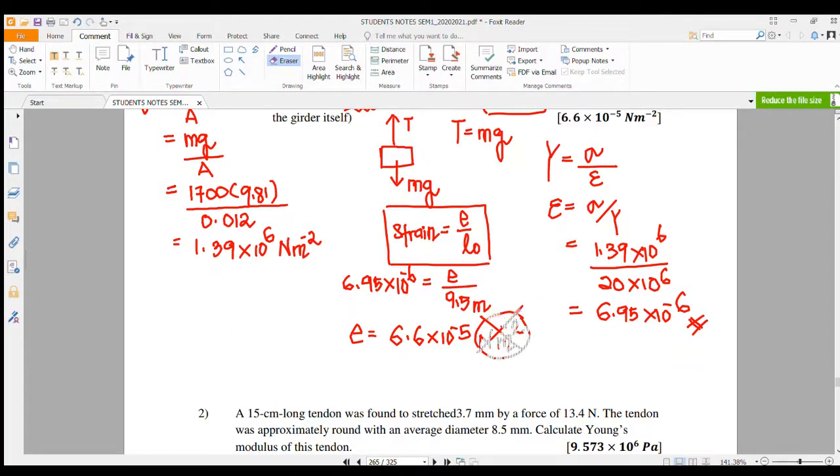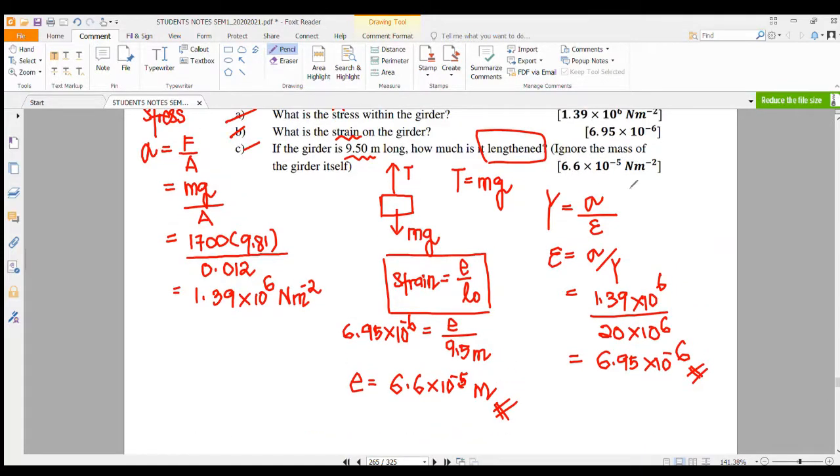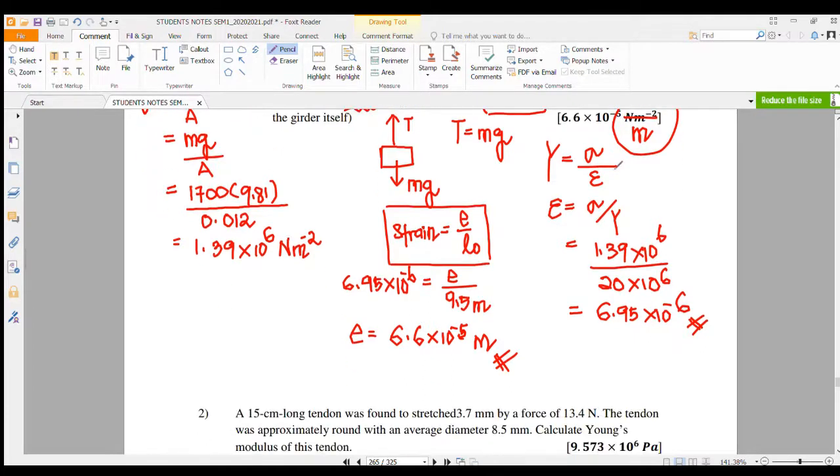So what is the unit for elongation? Yes, the unit is meter, because we want to find the extension. Please cancel this off; the unit is in meter. So the unit they gave is actually wrong. Change it to meter. Okay, so this is question number 1.